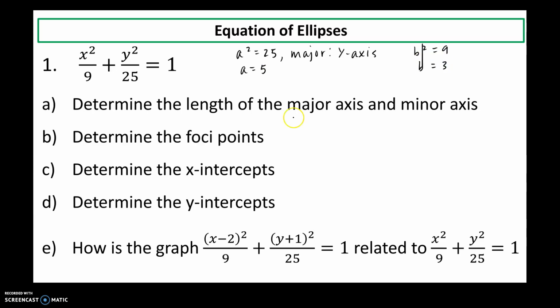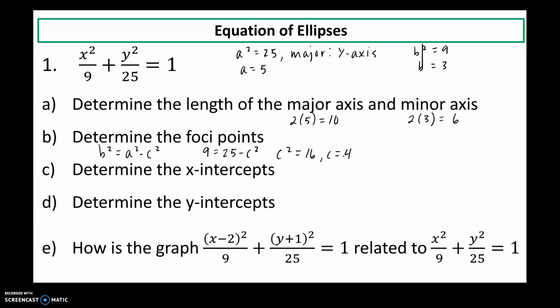So then my major axis is just 2 times the value of a. So my major axis has a length of 10. My minor axis is 2 times the value of b. So my minor axis has a length of 6. To determine the foci, I need this relationship. B squared is equal to a squared minus c squared. Plugging in what I already know, b squared is 9, a squared is 25. Solving that equation, I get c squared is equal to 16, so c is equal to 4.